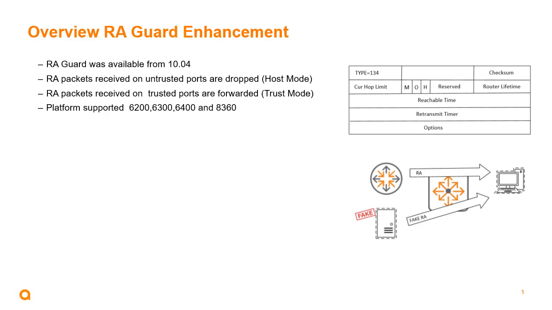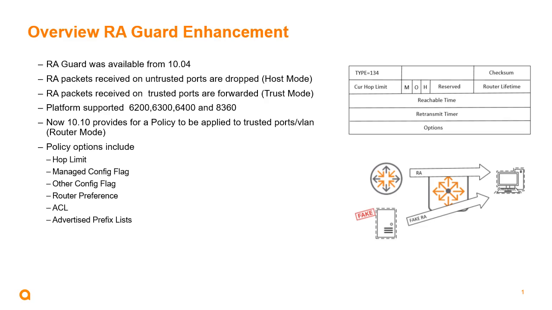However, for 10.10, what we're providing now is a policy to be applied on a trusted port or VLAN. We call this router mode. This allows us to differentiate on a trusted port. And in fact, what we can differentiate are these 6 different variables. And those policy options include hop limit, managed config flag, other config flag, router preference, ACLs, and we also have advertised prefix lists.